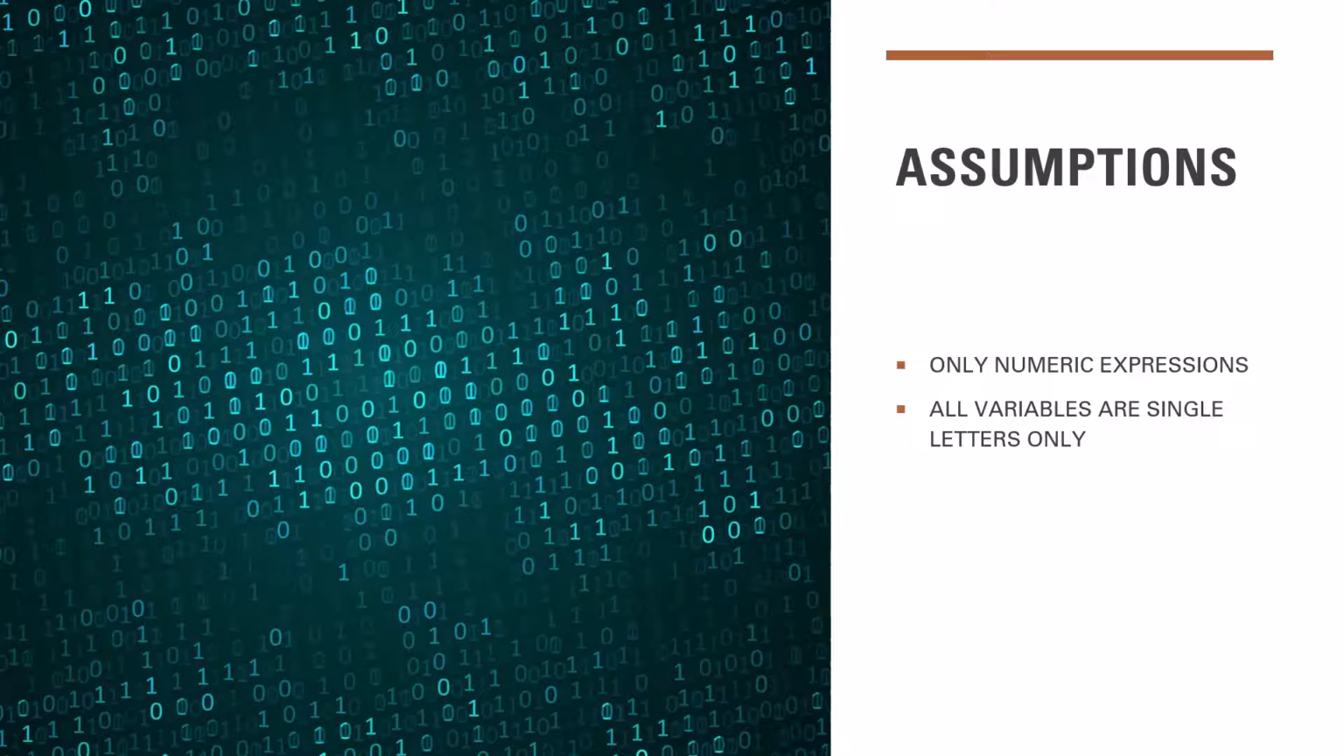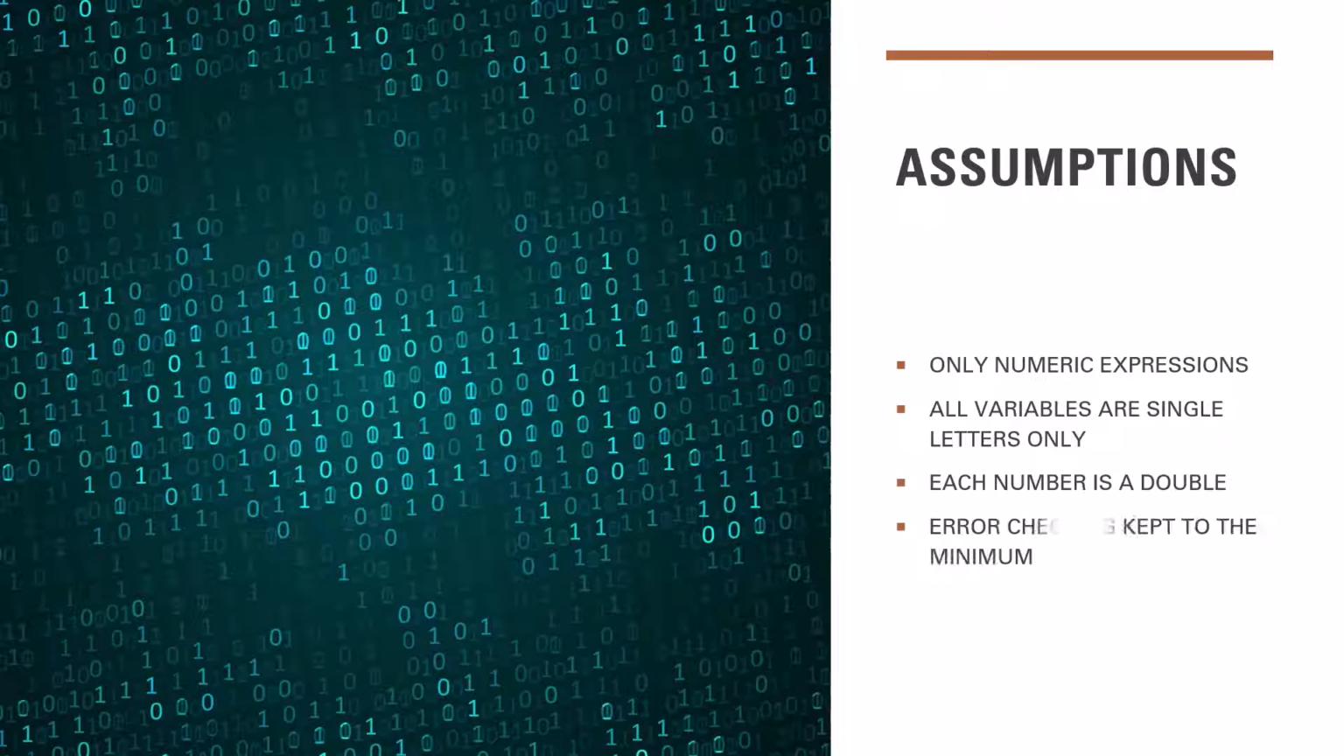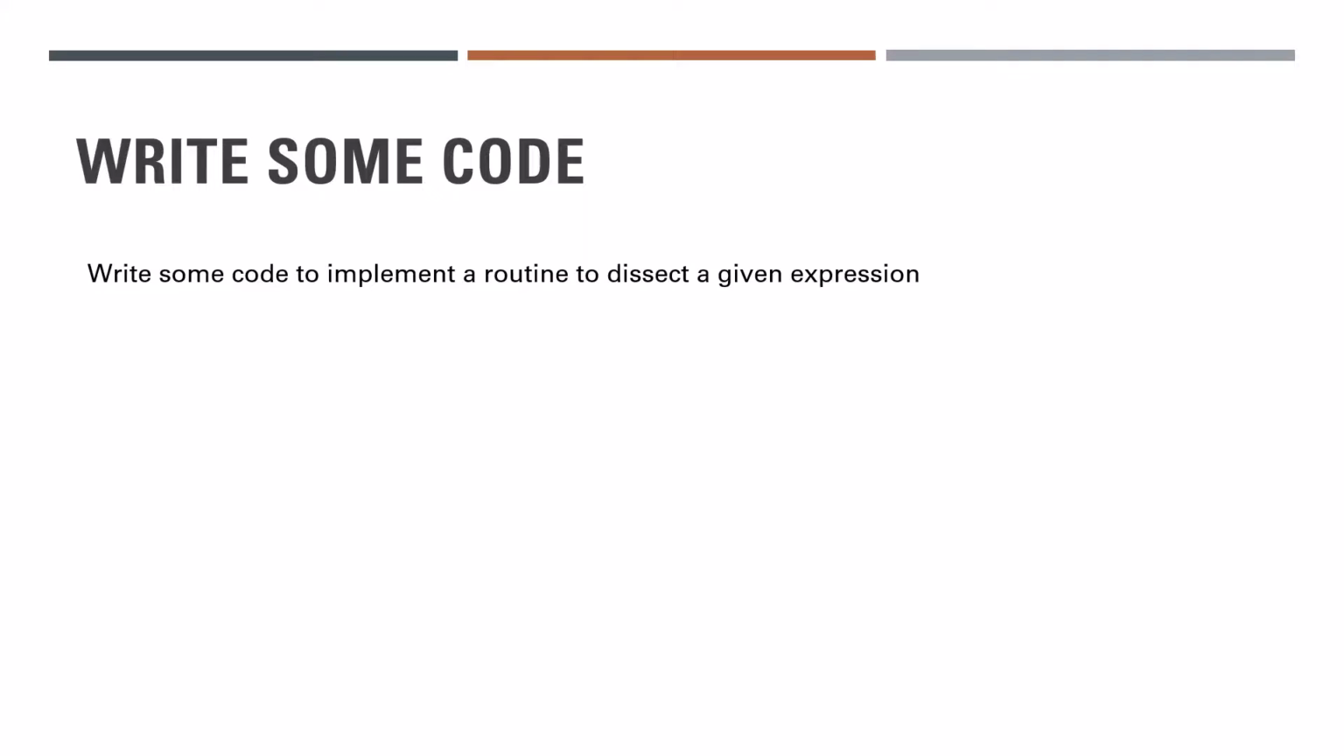Second, all variables are single letters only. Third, each number is a double. And the last is that error checking is kept to the minimum for ease of understanding. You could, if you wish, include more error checking in your code later on. Now, keeping this in mind, let's write some code to implement a routine to dissect a given expression.